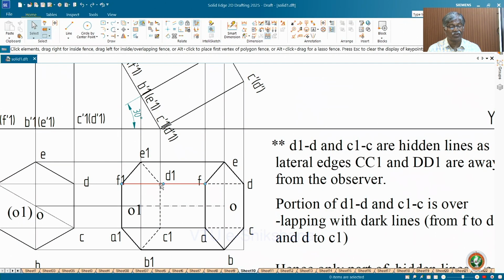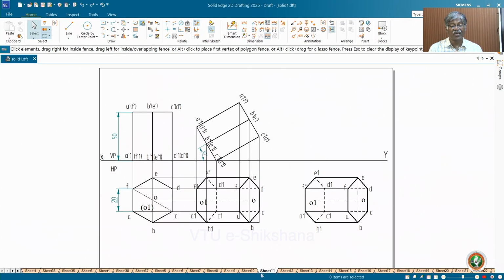Even if you project up to, draw up to this, it is not visible. The preference is for this. Now it's completed. O1 is axis reference. So this is how you can do that. Second figure top view is completed.